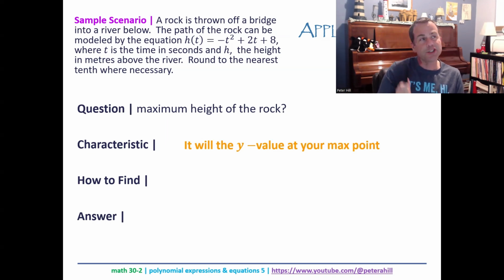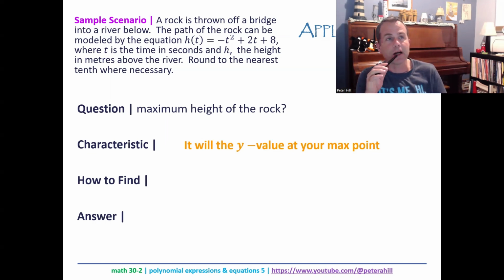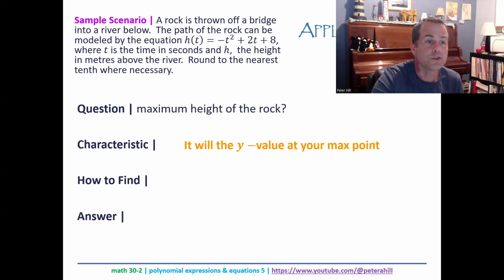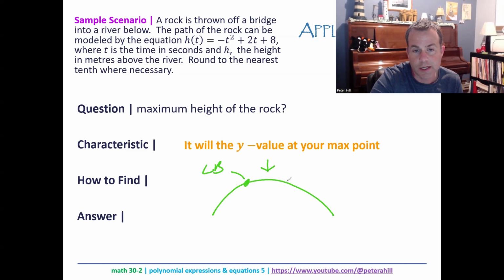On a TI, just a little trickier, you would want to go second trace and then choose the maximum option. But then it's going to ask you a series of questions. So the first thing it says is left bound. So if you're looking at your graph, say this is your graph here, okay? You're looking for that point right here. So anything over here is left bound, okay? And then anything over here would be right bound.